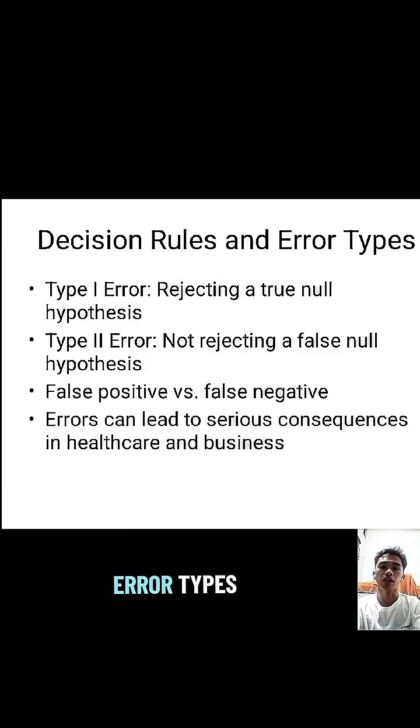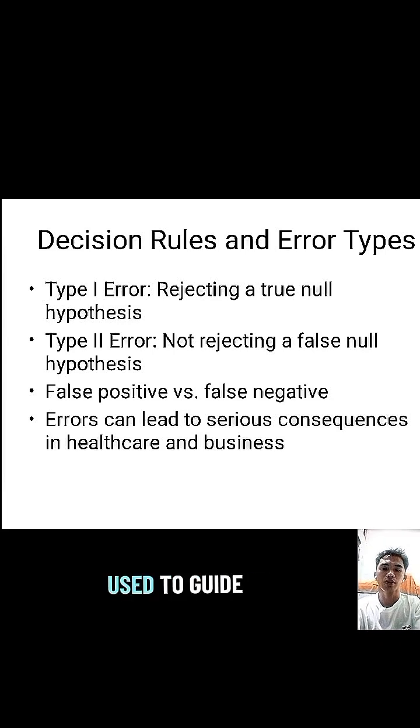Decision rules and error types. There are two common types of errors in hypothesis testing. A type 1 error happens when the null hypothesis is rejected, even though it is actually true. This is called a false positive. A type 2 error happens when the null hypothesis is not rejected, even though it is false. This is called a false negative. Researchers try to reduce both types of errors because they can lead to an incorrect conclusion.